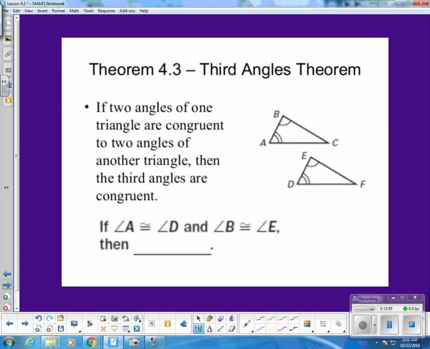Okay. Third angles theorem. This is kind of common sense. If you have two angles of one triangle that are congruent to two angles of another triangle, the third one has to be congruent also, right? They all have to add up to 180. So if these two equal these two, the third one has to be the same. So that's a theorem, okay? If angle A is congruent to angle D and angle B is congruent to angle E, then angle C has to be congruent to angle F. That's just kind of common sense, but it's a theorem. Okay, it's called the third angle theorem.